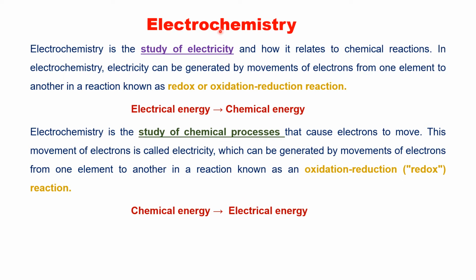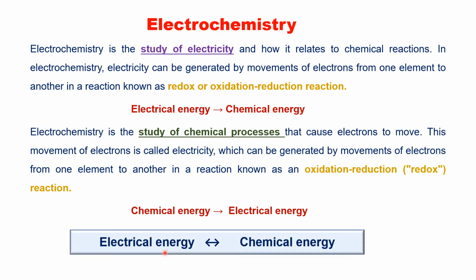So electrochemistry can be summarized as follows: electrical energy will cause a chemical change in a system, that is a redox reaction, or a chemical reaction or chemical process, which is also a redox reaction, will produce electrical energy or electrons. So electrical energy and chemical energy, both will be studied in electrochemistry.